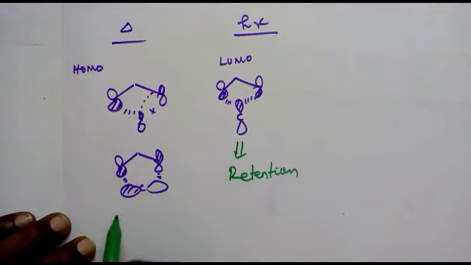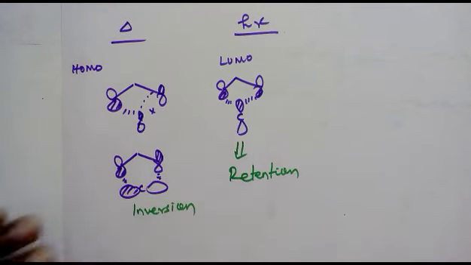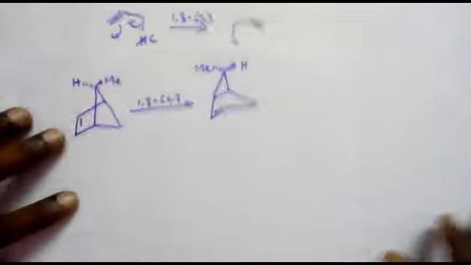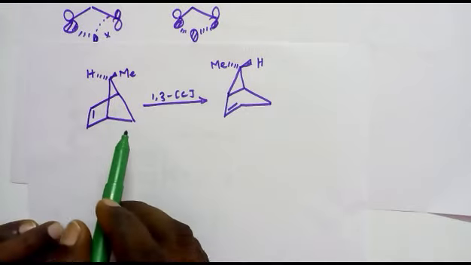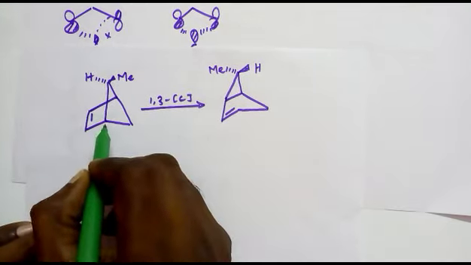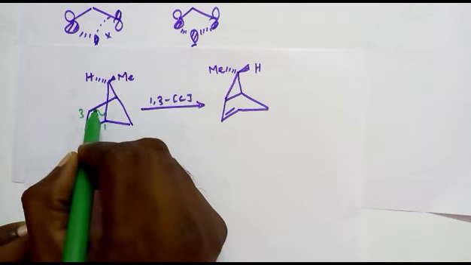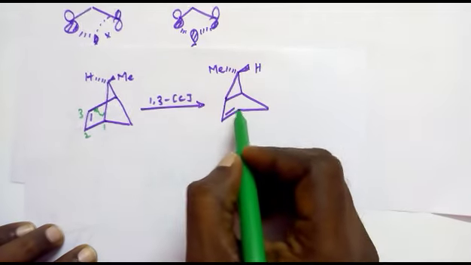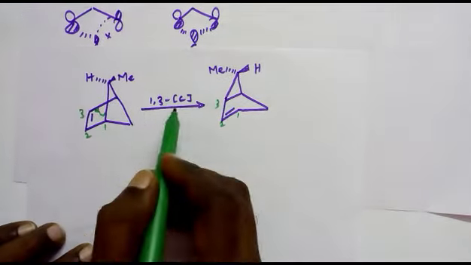If we use both the lobes, stereochemistry is inversion. Look at this reaction. In this reaction, what happens? Carbon, this is given number 1, 2, 3. There is a carbon shift from here to here. Okay, 1, 2, 3. So this is a 1,3 carbon shift.